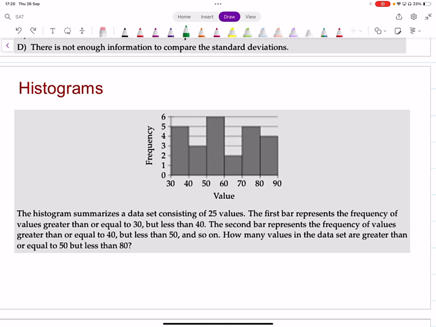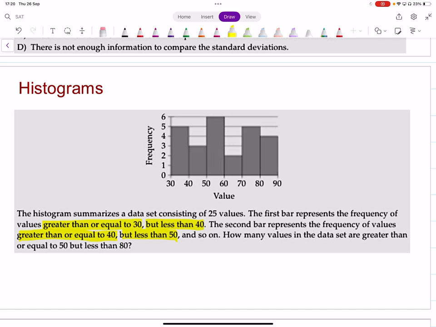The first bar represents the frequency of values greater than or equal to 30, but less than 40. Now, you have to be careful. They are specifying in the first interval, the values are greater than or equal to 30, but less than 40. 30 is included, 40 is not included. Okay, in the first interval. In the second interval, 40 is included, but 50 is not included, and so on.